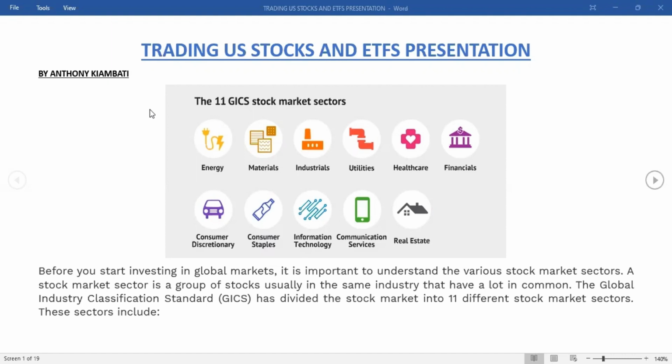So our topic for today is the US stock market. Actually, I didn't confirm if you guys can see my screen. Can you guys see my screen?